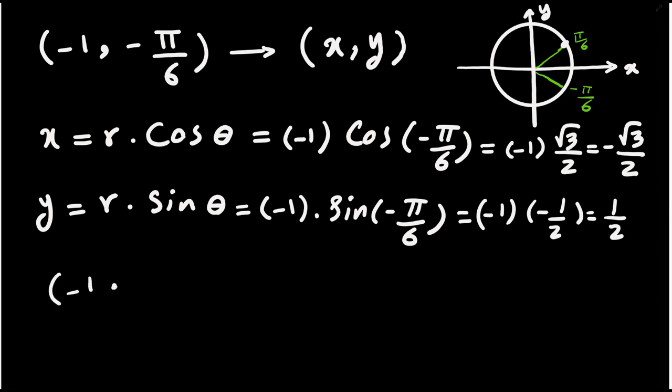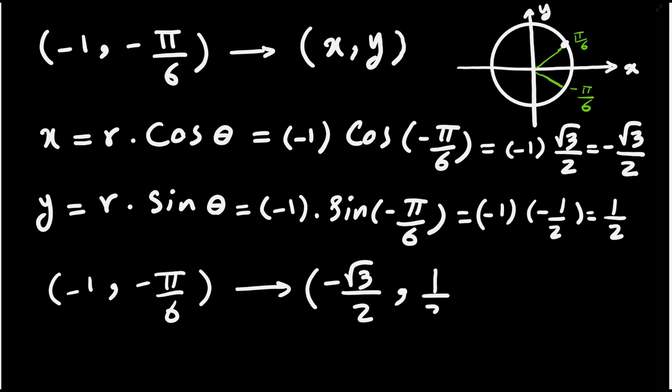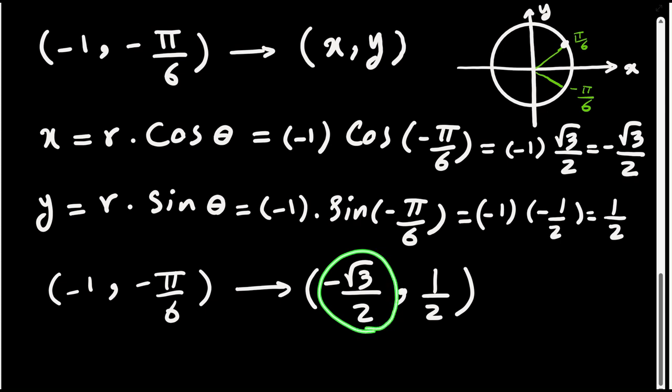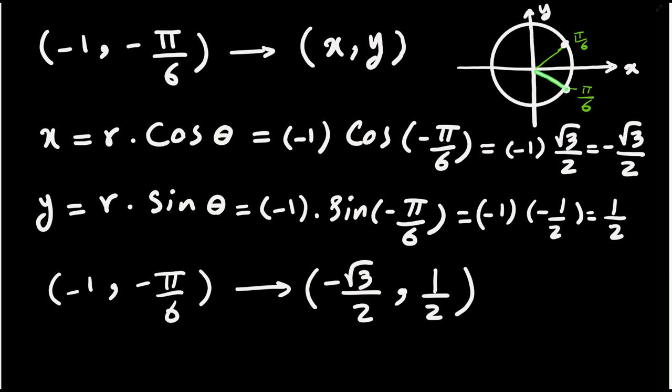So the point negative 1 and negative pi over 6 converts to the point negative square root of 3/2 and 1/2. Now you may think, why is x negative and y positive? Negative pi over 6 is in the fourth quadrant. In the fourth quadrant, x is positive and y is negative. So it's not equal to this. Here, x is negative, y is positive.